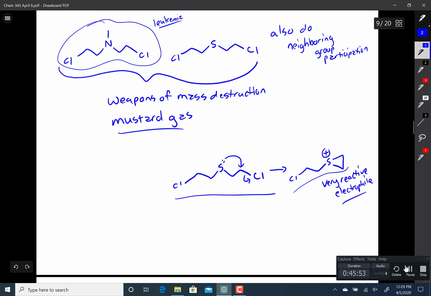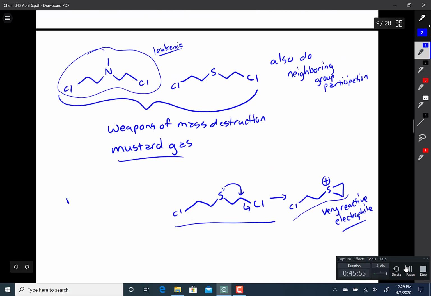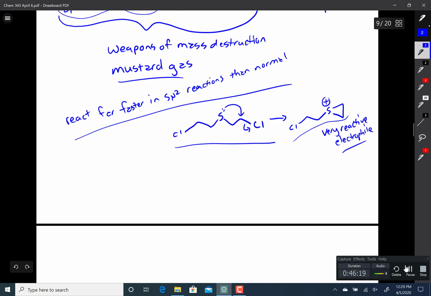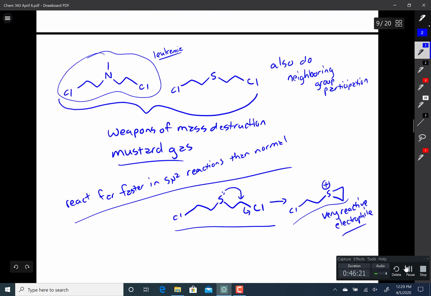But they also have a tendency to react far faster in SN2 reactions than normal. And that's basically because they form this very reactive electrophile. And that's all the time we have.